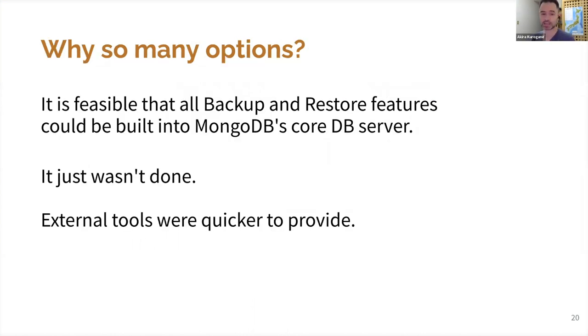Oh, but firstly, you might ask, why are there so many options? Well, there's no really great reason. It is feasible that all of these could have been built right into MongoDB and just run like a WiredTiger snapshot can be run. It just wasn't done. And now that MongoDB community is not really community anymore, it's a free version, and it's open source. You can read the source, but it's not a community project that is accepting patches, except ones for the most serious bugs.